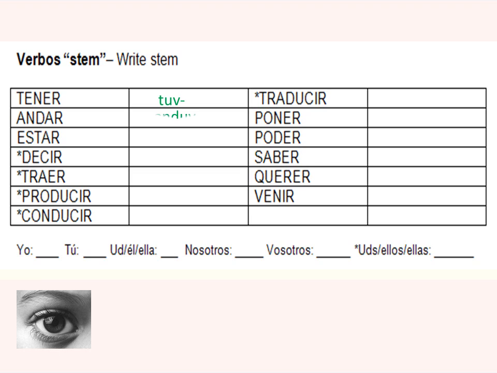Then we have anduv, or anduve, estuv, di. These are hard to pronounce without the ending.